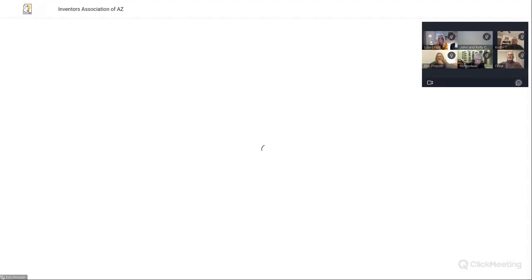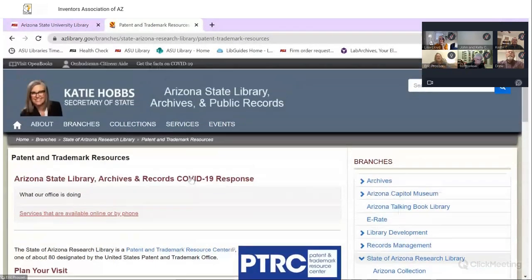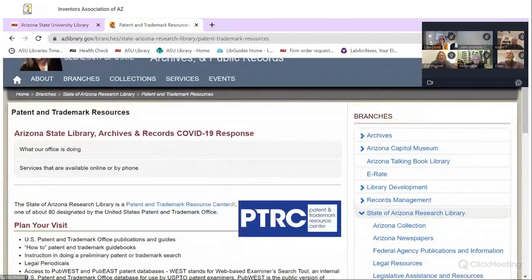There we go. You should be seeing a screen right now that talks about the patent and trademark resource centers. And now that I'm on the screen, I can't see you, so I might need a verbal confirmation here. Are you familiar with the patent and trademark resource centers that are available through the state library? I am aware of them.